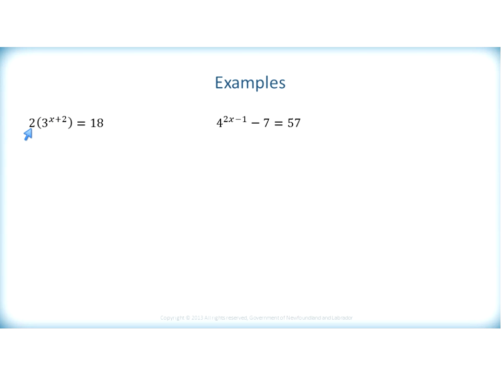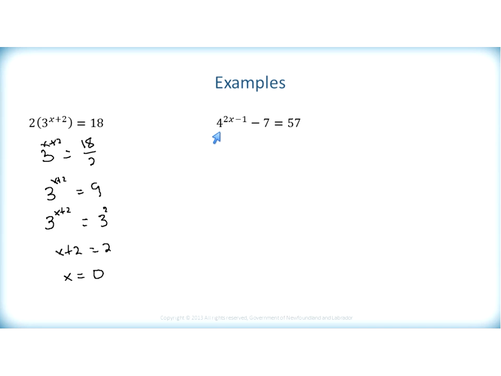And so we have 3^(x+2) would equal 18 over 2. And this would give us 3^(x+2) would equal 9. And of course, now we know that 9 can be written as a base of 3. So we have 3^(x+2) equal to 3^2. So x plus 2 would equal 2. X would equal 0.